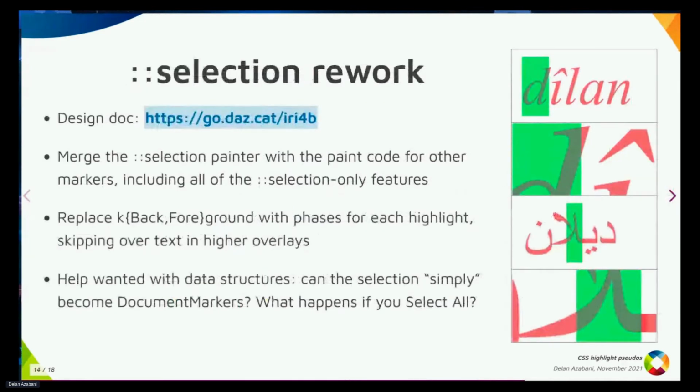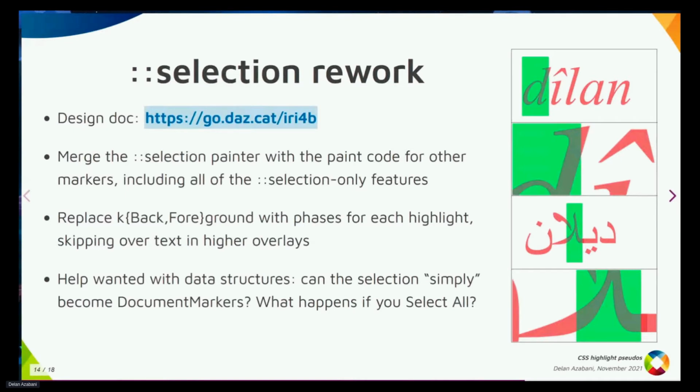We've been working on a design doc to deal with those separate implementations of selection and the other highlights. The basic idea is, well, at least for Paint, we want to try and roll selection into the marker system so that it becomes just another marker. This will allow us to port over the more subtle features that currently exist only for selection.